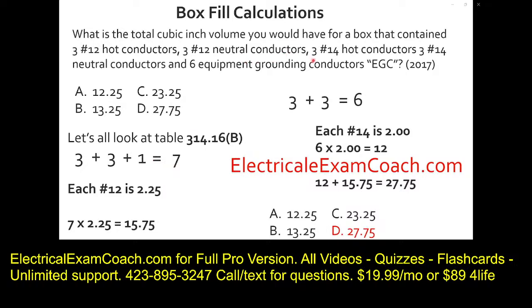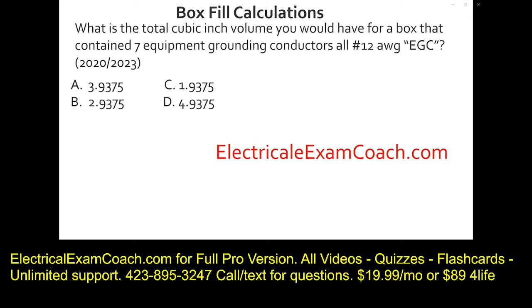Now let's move on to the 2020 and the 2023. What is the total cubic inch volume you would have for a box that contained 7 equipment grounding conductors, all of the 12-gauge persuasion in the 2020 and the 2023? I left out all other conductors because you're going to use the same rules in that after you do this calculation, you group it with whatever the largest conductor is in the box, like you learned previously.